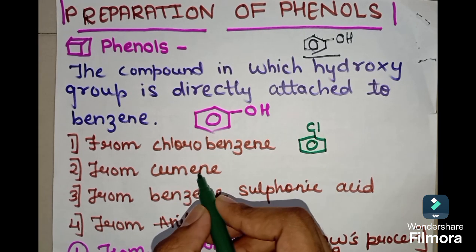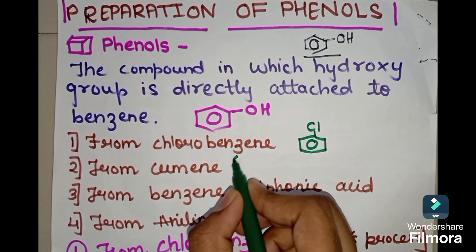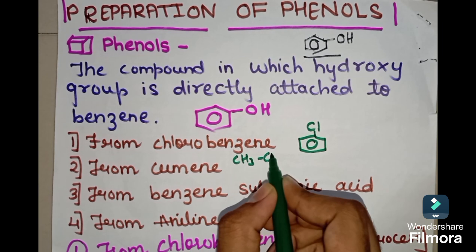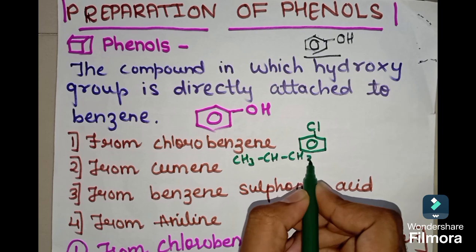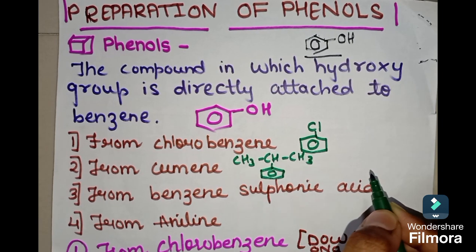Then there is cumene. From cumene also we can prepare phenol. Cumene is basically isopropyl benzene. I'll show you what is isopropyl. This is isopropyl. When it is attached to a benzene ring, it is called isopropyl benzene.